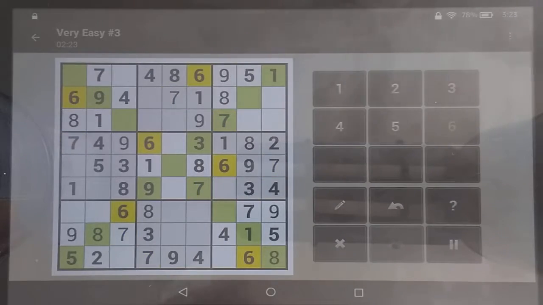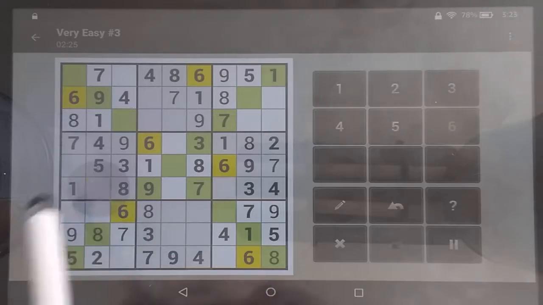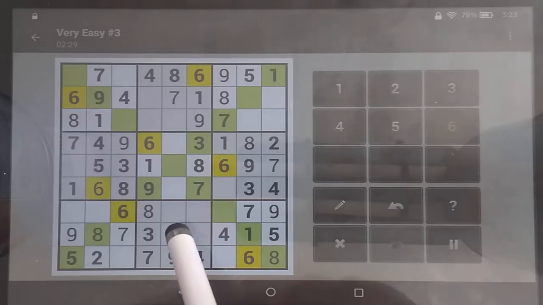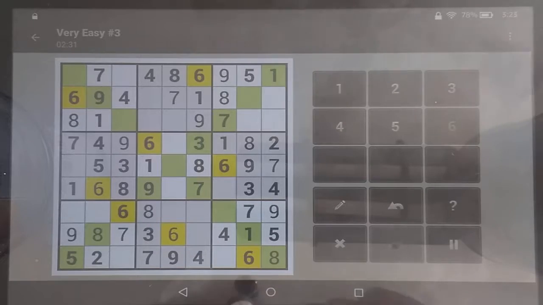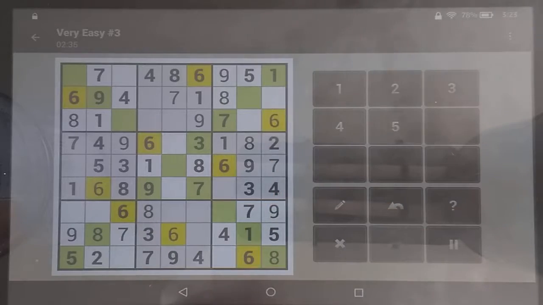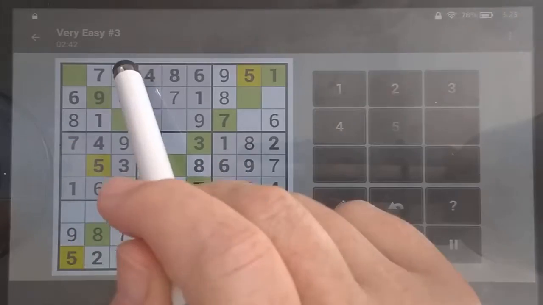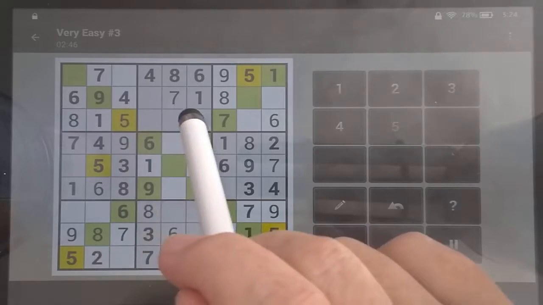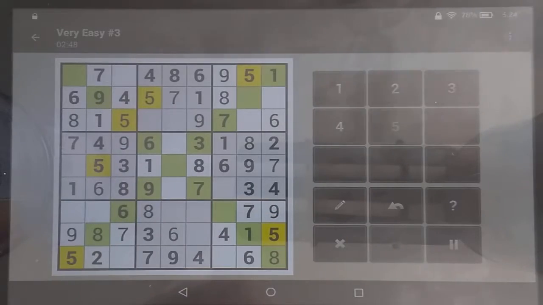On to the 6s. This is blocked, so this is the yes. This row is blocked, as is this column, so there's our yes. This column is blocked, as is this row, so there's our yes. On to the 5s. This column's blocked, this row is blocked, there's our 5. Now that row is blocked, so there's our 5.